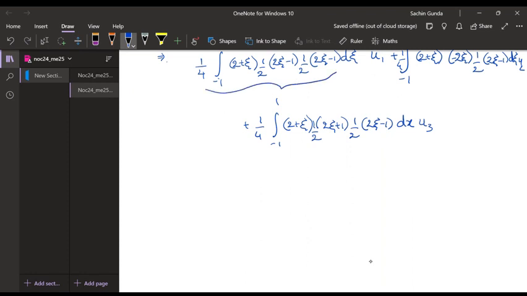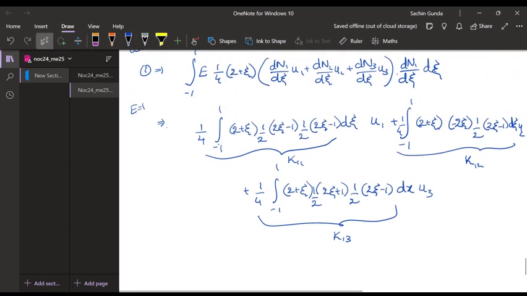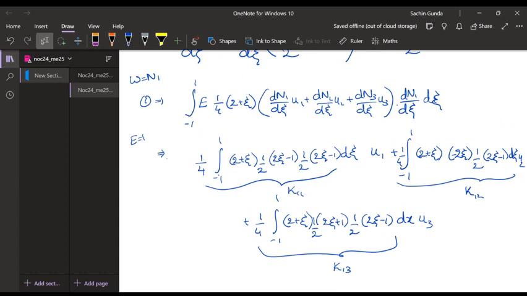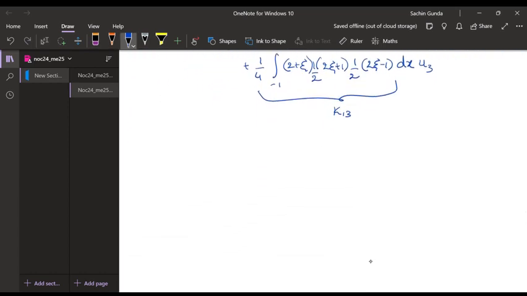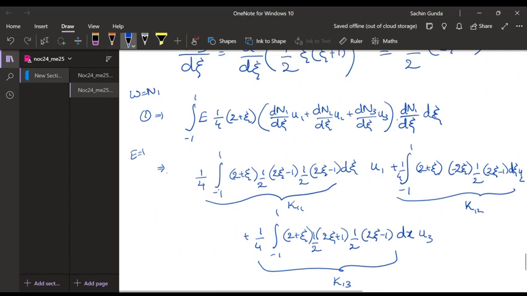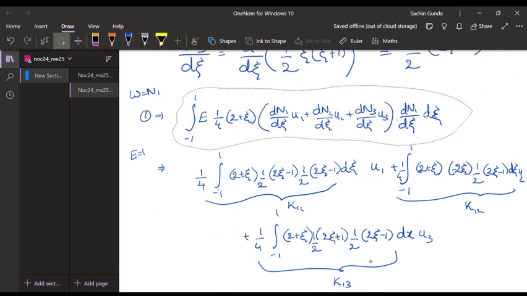So this would be k11, this would be k12, and this is k13. So this is the first equation when the weight function is N1. For the weight function equal to N2, the expression will be similar, just w changes. So I'll just take this and edit it.